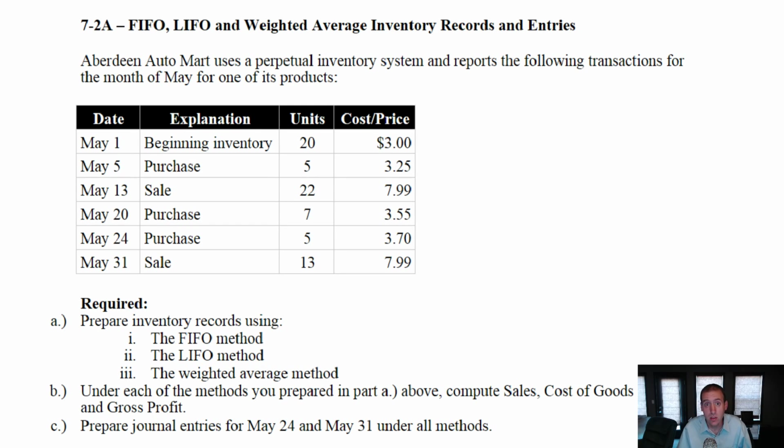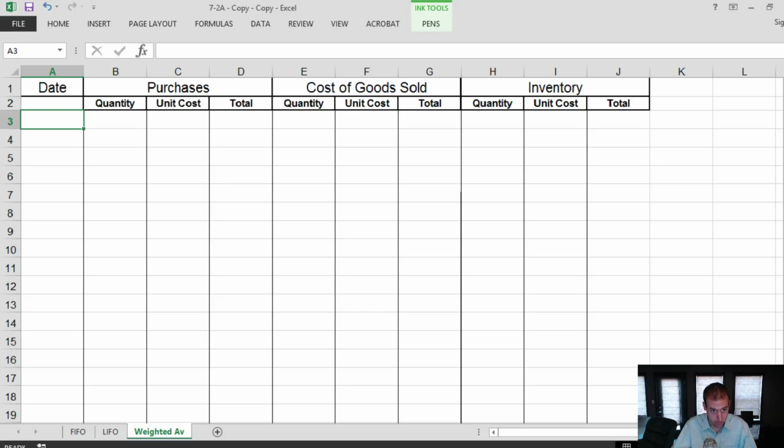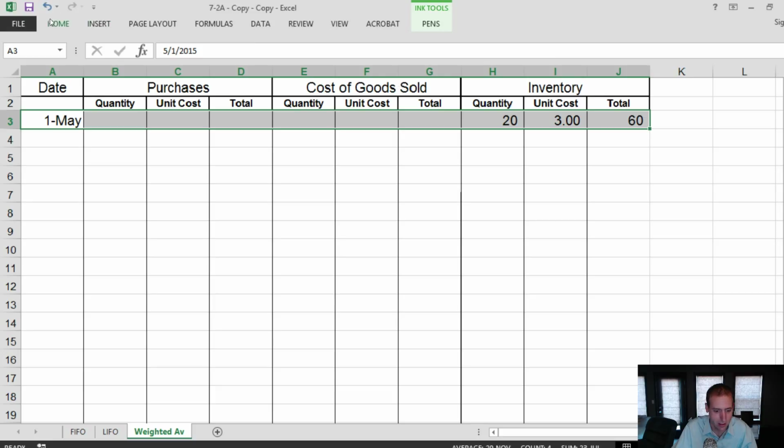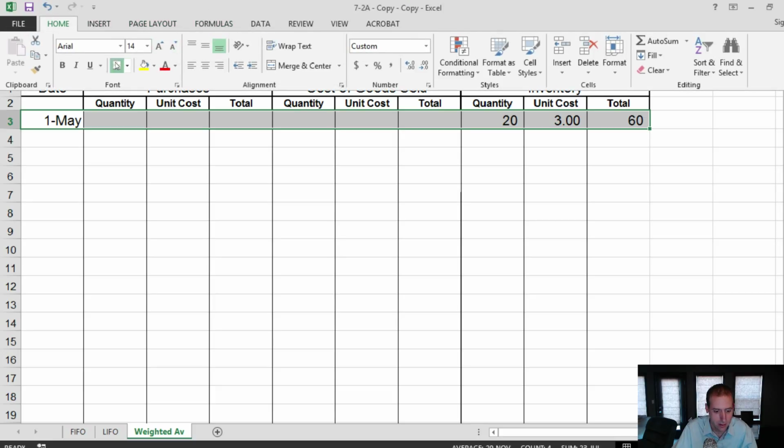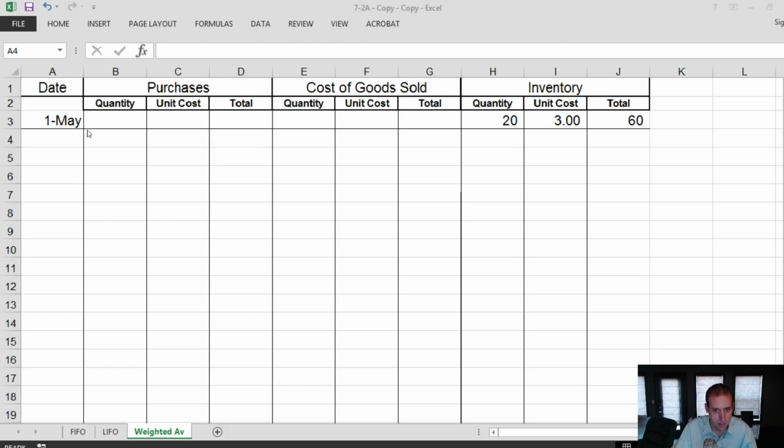Alright, we're just about to finish problem 7-2A. In this problem, we're going to do the weighted average method. So our beginning inventory, 20 units at $3 each on May the 1st. 20 times 3 is, of course, $60. Okay, May the 1st is in the bag.